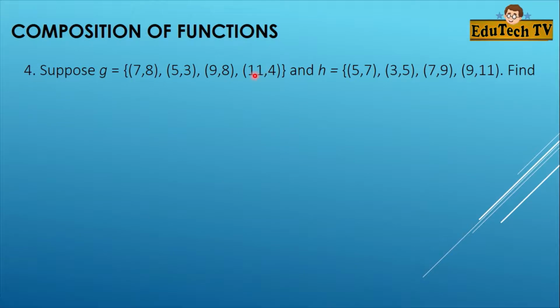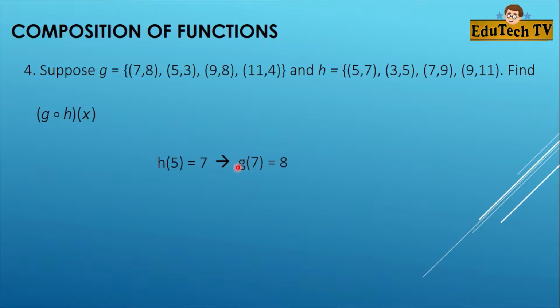Next, how about if we have ordered pairs? Suppose our function is this one. So we can identify that this is a function because there's no repeated first element. Also in our h, we can say that this is a function because every first element has no repetition. Okay? Now, if we're going to find g composed of h of x, ang gagawin lang natin is parang yung mga nauna examples natin. Ang titignan natin first is yung h of x. So, since we have here the first element as 5, kukunin natin yung h of 5, which is equal to 7. Next, since 7 yung h of 5 natin, ito yung magiging input natin doon sa g. So therefore, we have g of 7.